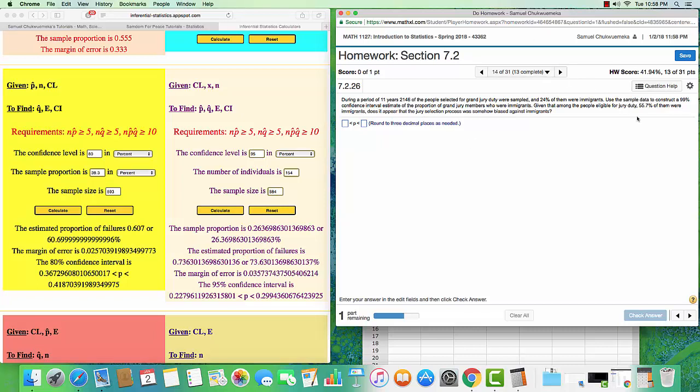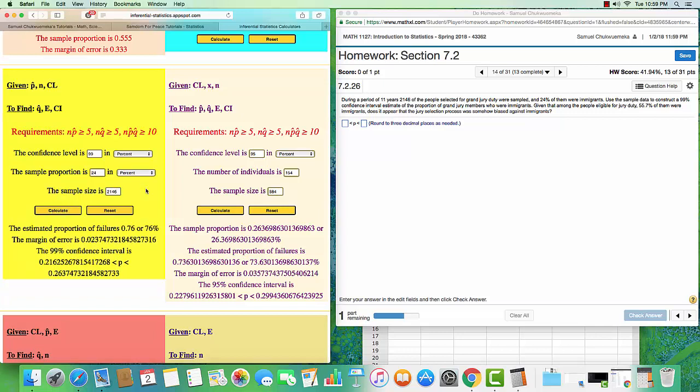Okay, first of all, let's construct a 99% confidence interval estimate of the proportion of grand jury members who were immigrants. They gave us the sample size, 2146. They gave us the sample proportion, 24%. And they gave us the confidence level, 99%. So we're going to use this here. Confidence level is 99%. Sample proportion is 24%. And the sample size is 2146.